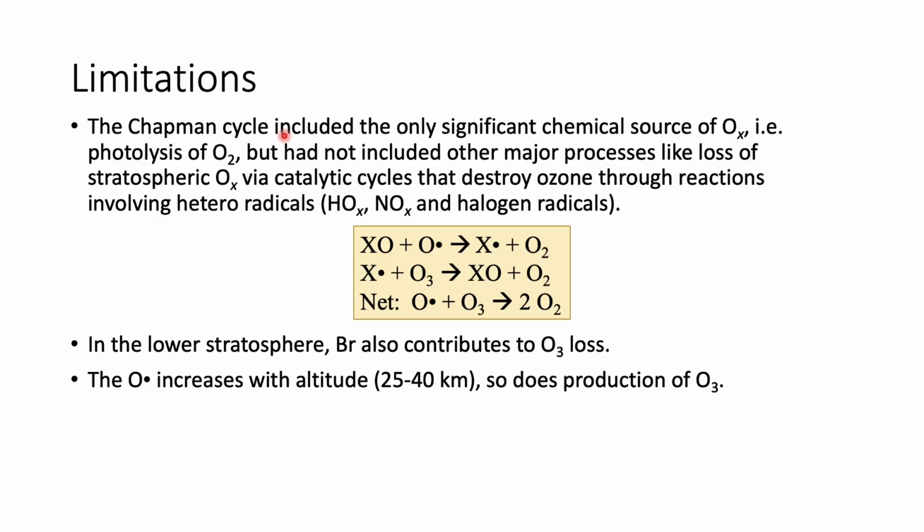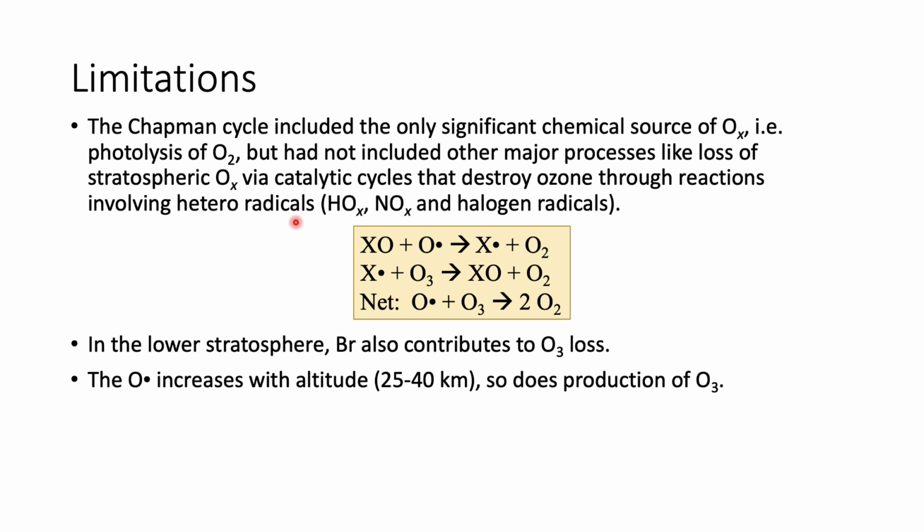Even though ozone formation and ozone destruction both happen, most of the time ozone destruction outweighs the ozone formation. So what are the limitations of this Chapman cycle? The main limitation is that here we only talk about the chemical sources as Ox, oxygen species only, that is photolysis of oxygen, but it does not include other major processes like loss of stratospheric ozone via catalytic cycles that destroy the ozone through reactions involving heteroradicals. The halogen radicals and hydroxyl radicals we had seen previously, all those reactions are not involved.